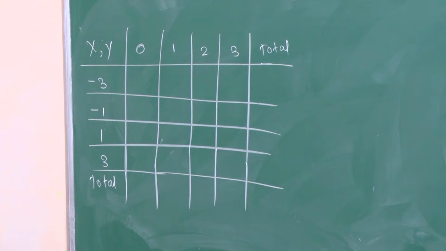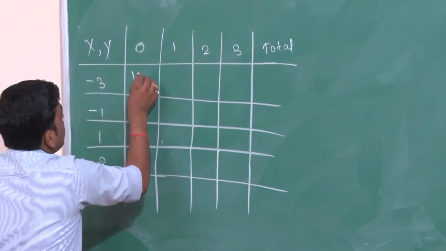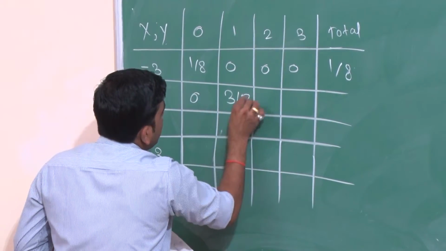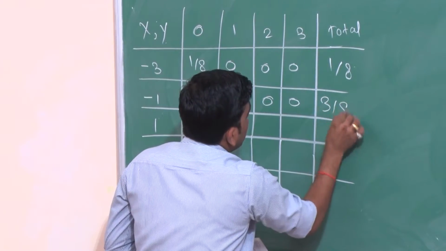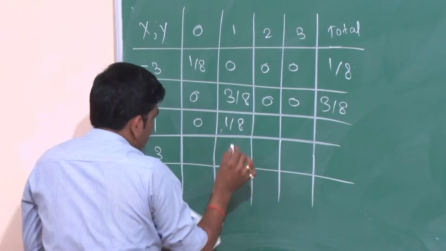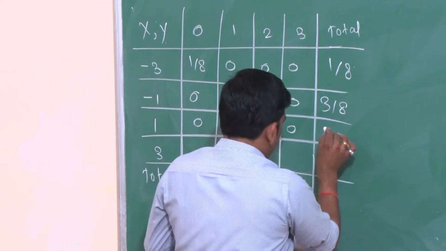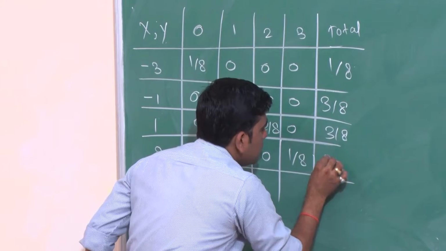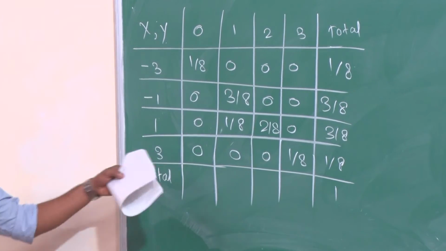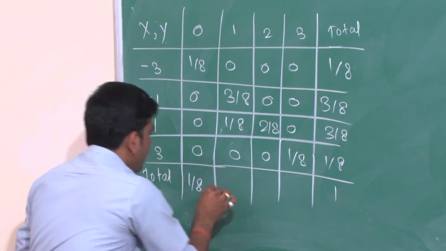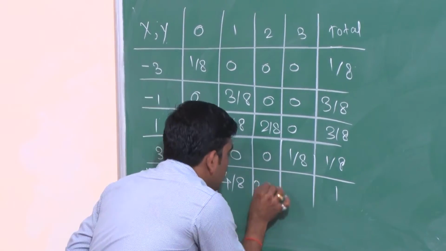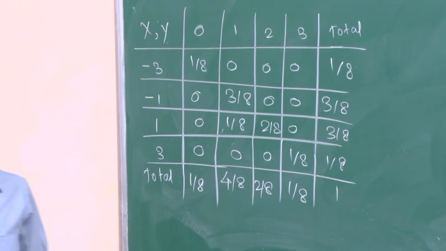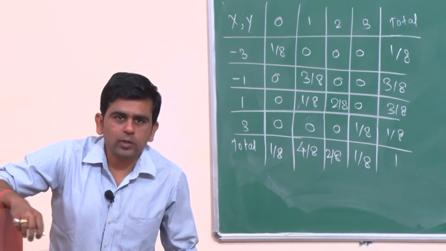Over this one we have to find out the joint probability distribution. So here we will get 1 by 8, 0, 0, 0. Total probability is 1 by 8, 0, 3 by 8, 0, 0, 3 by 8, then 0, 1 by 8, 2 by 8, 0, 3 by 8, then 0, 0, 0, 1 by 8. Total probability is 1. Marginal probabilities are 1 by 8, 4 by 8, 2 by 8 and 1 by 8. This is the joint probability distribution for these two random variables.